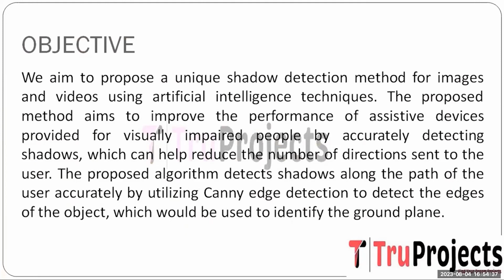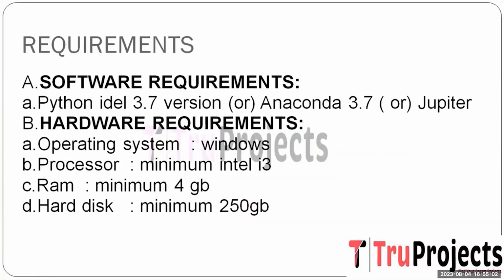The proposed algorithm intricately detects the shadow along the user's path, leveraging Canny edge detection to pinpoint the object edges that aid in distinguishing the ground plane. By enhancing the shadow detection accuracy, this project aims to significantly contribute to the effectiveness of assistive devices, ultimately fostering improved mobility and navigation for the visually impaired.